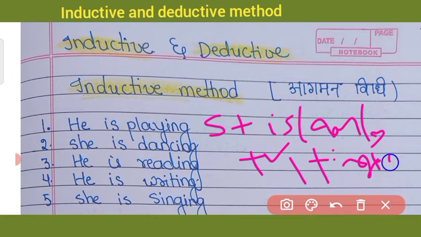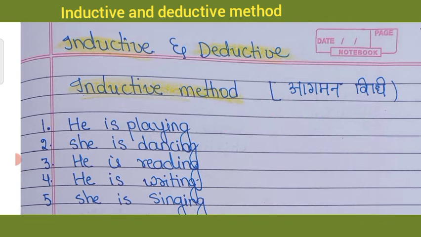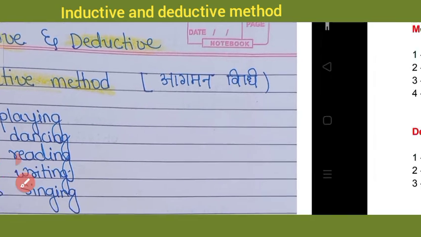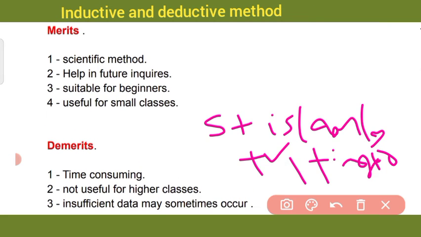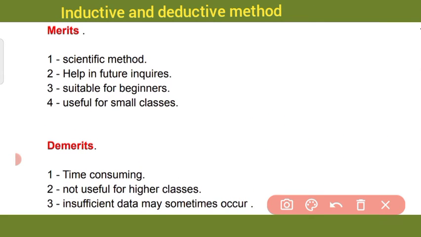The teacher is not giving them the rule directly. Instead, what is the teacher doing? The teacher is first giving examples, and through those examples, the teacher will try to teach them rules in future. So this is known as the inductive method. Let's see the merits of this inductive method.